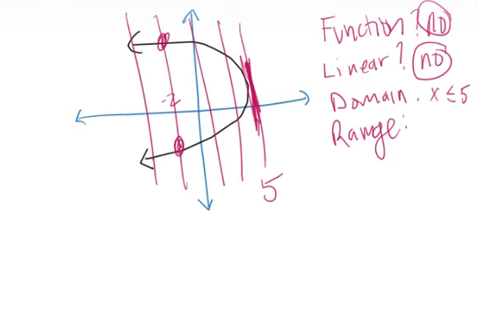The range, this is going to go up and down forever. It's going to continually go out. So my range is going to be all real numbers. Okay, let's look at the next one.